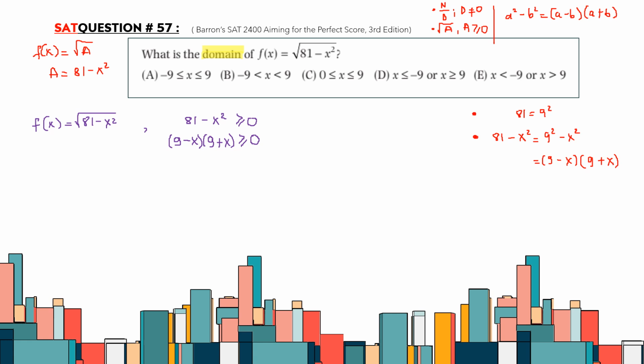First we have to find when it's equal to 0. That is when 9 minus x equals 0, or 9 plus x equals 0. If we add x to both sides, this cancels, and we have x equals 9. If we subtract 9 from both sides, we have x equals negative 9.